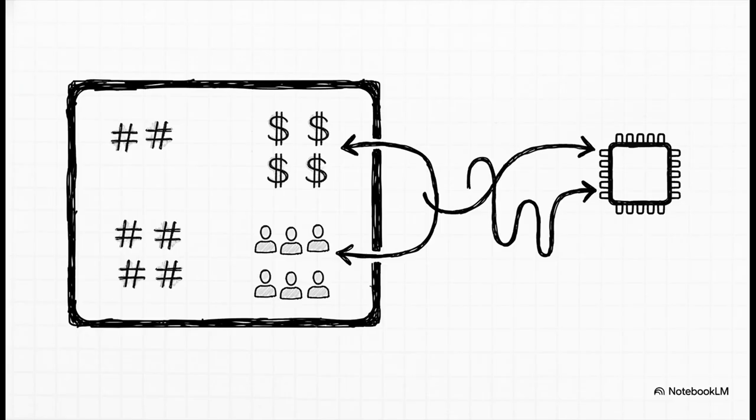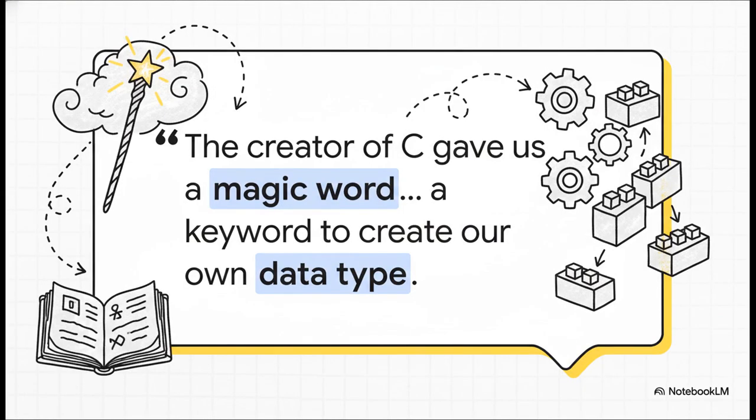The employee numbers are sitting in one corner of memory, the names are way over there, and the salaries are in yet another spot. To piece together just one single employee record, the computer has to jump all over the place. And as you can probably guess, that is incredibly inefficient. It's going to make our program slow. So, how do we fix this?